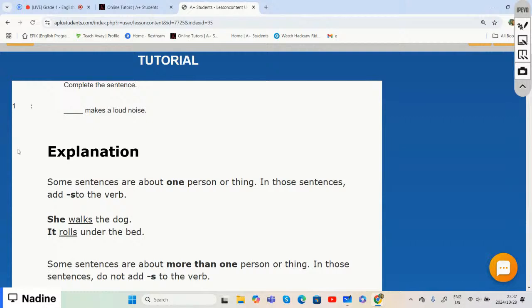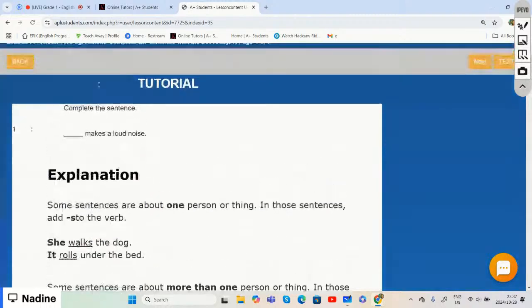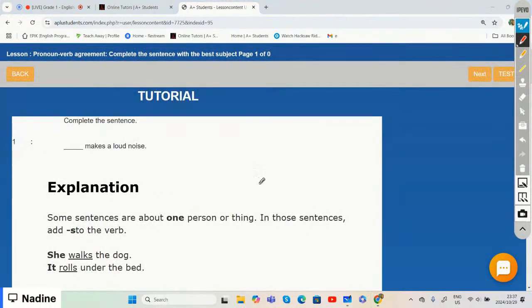Here it says, makes a loud noise. Makes a loud noise. Do we say it makes a loud noise, or do we say they make a loud noise? Which one is correct? It makes a loud noise, or do we say they makes a loud noise?